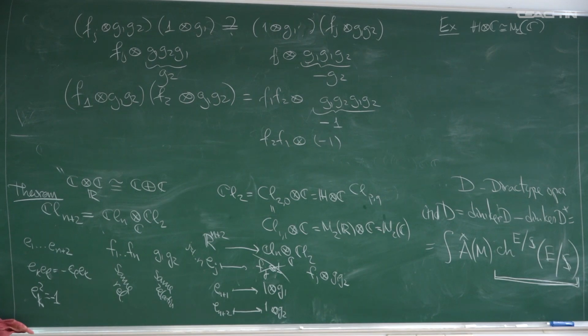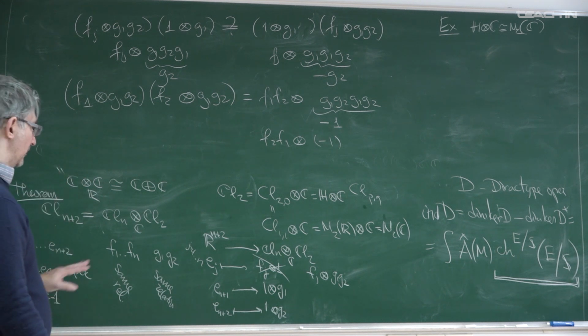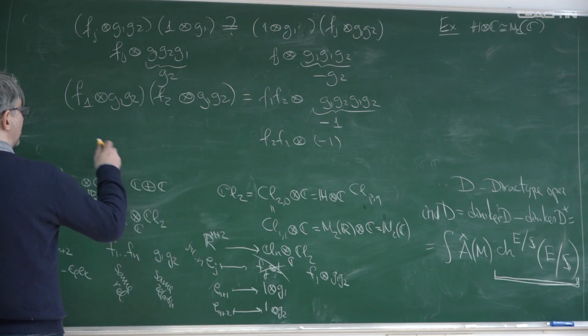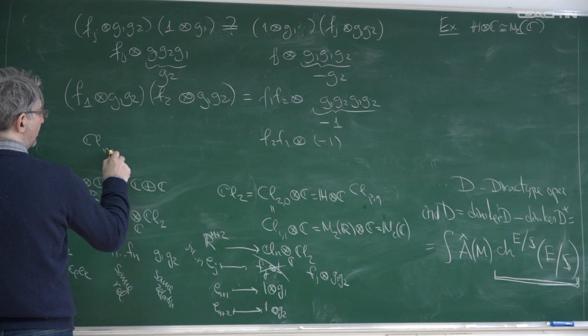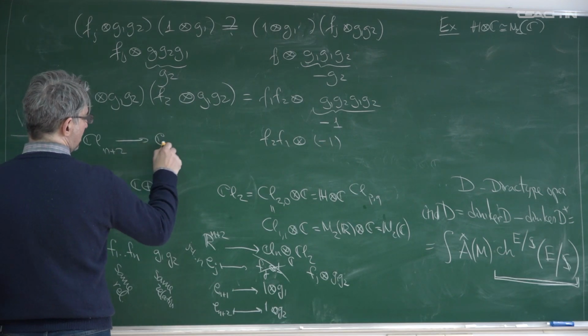So it seems that I checked everything. What do you think about that? Is it okay or not? I think yes. Well, so after that I obtain a map from the complex Clifford algebra n+2 to complex 2.